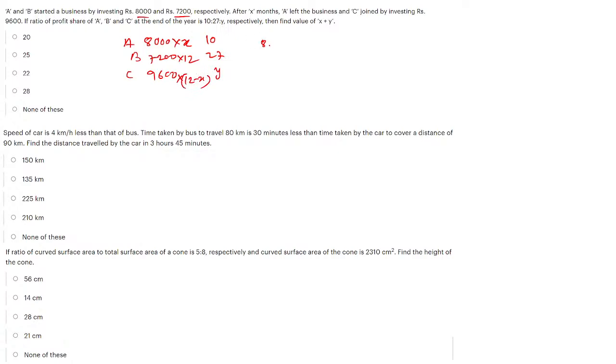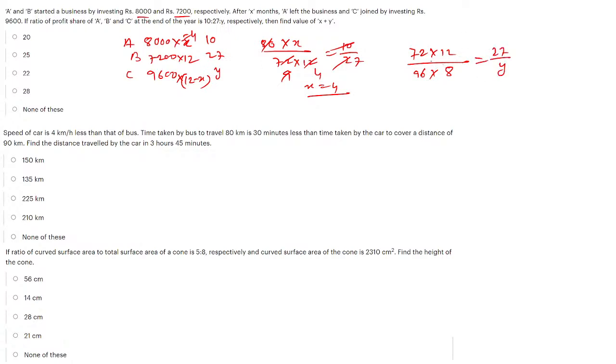Now this is 8,000, means 80 multiplied by X, 72 multiplied by 12, 10 by 27. We can do it. Now this is 8, so this is 9, this is 3, this is 4. So X equals 4. Now X equals 4 we have already calculated. This value is 4. Now 72 multiplied by 12, 96 multiplied by 8, 12 minus X is 4, so this is 8. Now 27 by Y, so this would be 8, 9, this is 3, so Y equals 24. So X value is 4, Y value is 24. So what is the total? That is 28, sum total, right?